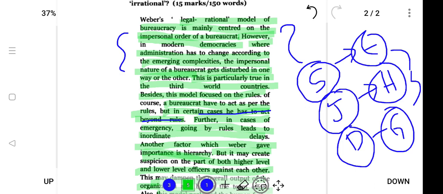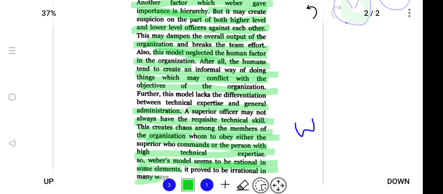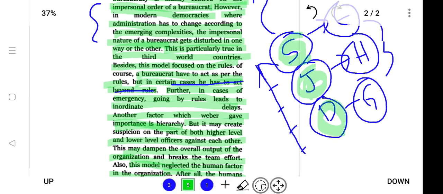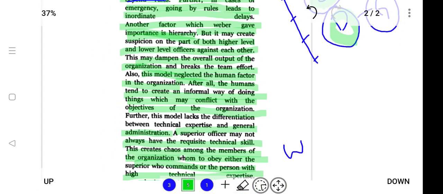So this is not possible in Weber's theory, which states that the secretary must have all knowledge, the joint secretary must have all knowledge, and the deputy secretary must have all knowledge. So this is not possible. And also hierarchy, where each person works on their own. No, this is not the case because nowadays all the bureaucrats depend on each other for the smooth functioning of the department. So this completely contradicts Weber's model.